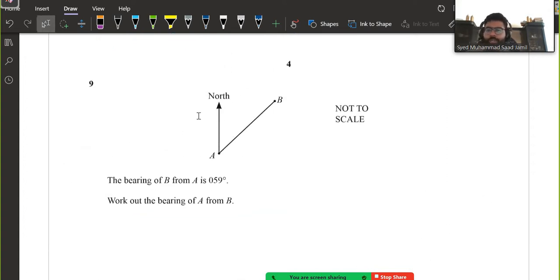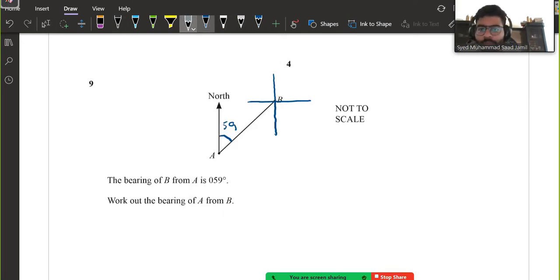Moving on to question 9, it says a bearing of B from A is 59 degrees. Bearing of B from A, it means this portion is 59 degrees. The question is saying work out the bearing of A from B. Now you have to calculate the bearing from B. So you just make a graph like this. And if you notice, this is a Z.